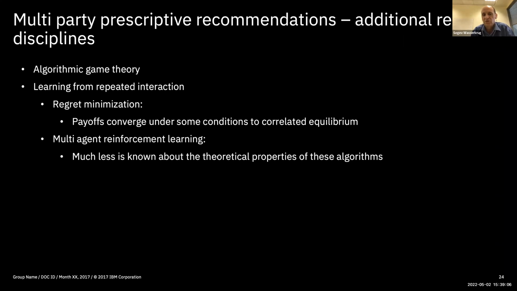The convergence properties are much weaker than in the single agent reinforcement learning case. And as I said, we would like to have a more scientific, stronger theoretical basis for what we're proposing to our clients.